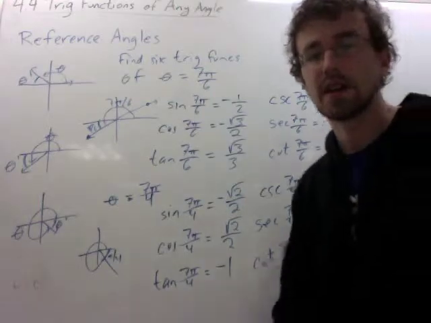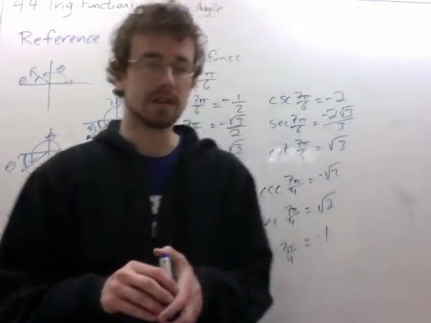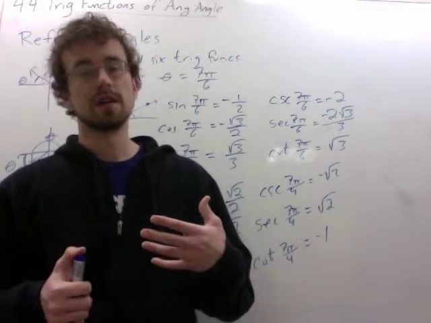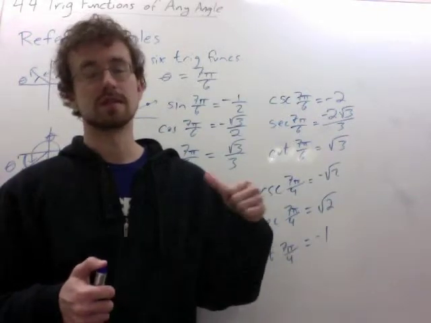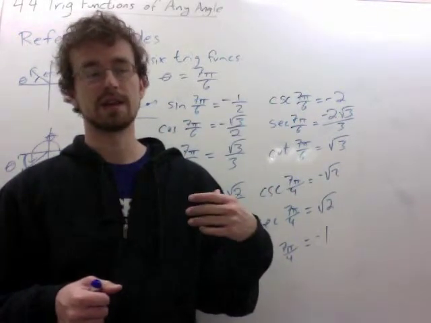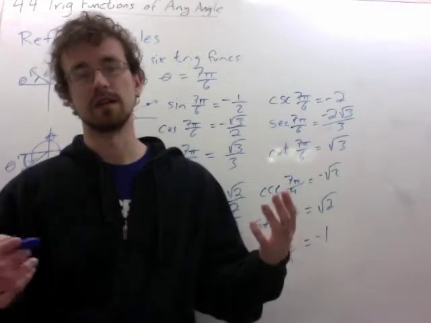So once we figure out what our reference angle is and what quadrant we're in, we can use the values of the trig functions of the reference angle to find trig functions of angles that are not in the first quadrant.